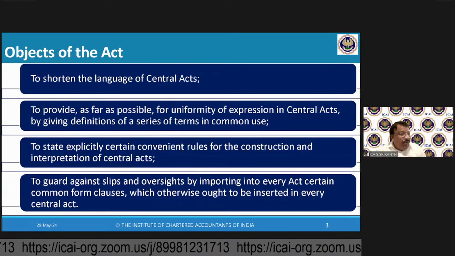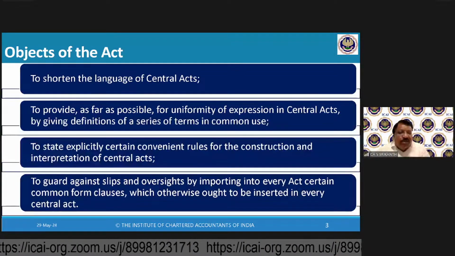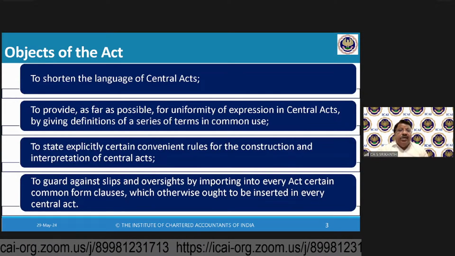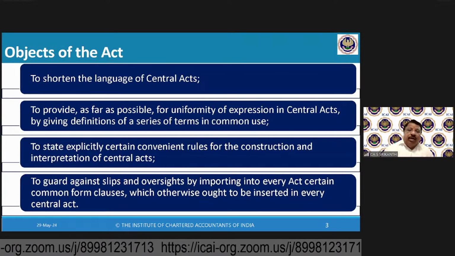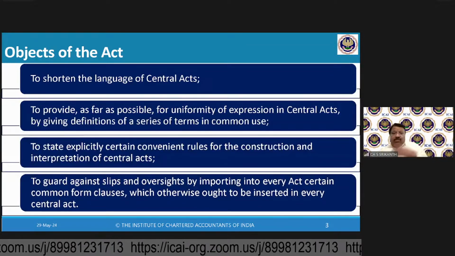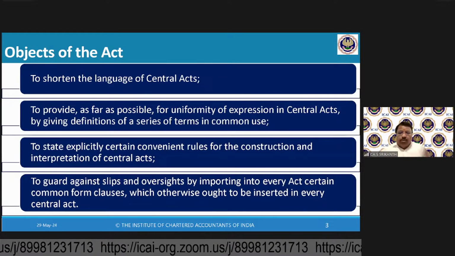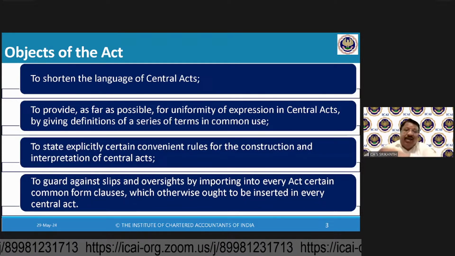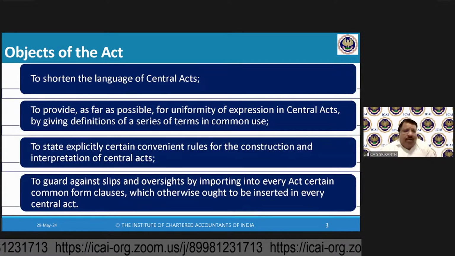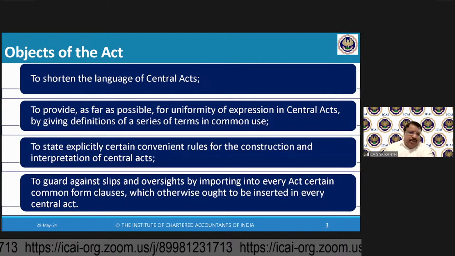You might remember when we were discussing the quorum, I made a mention of the General Clauses Act. I gave a convenient rule. What was that? Words indicating the plural include the singular and vice versa, or words indicating the singular include the plural and vice versa. Means plural includes singular, singular includes plural. All that you will find in the General Clauses Act. So you can boldly use it and say, this is how it is.